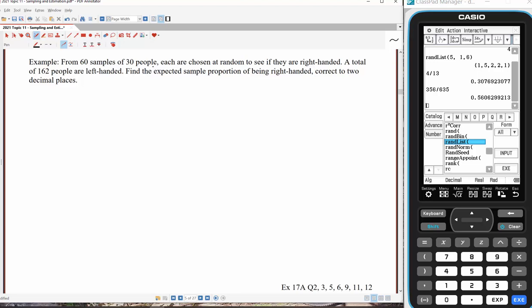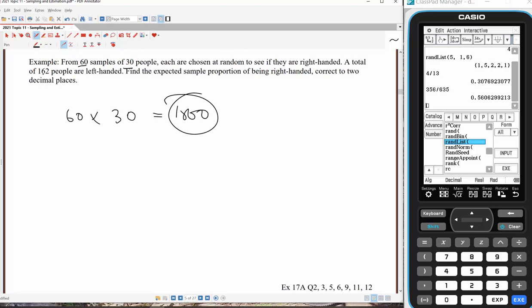From 60 samples of 30 people, each are chosen at random to see if they are right-handed. A total of 162 people are left-handed. Find the expected sample proportion of being right-handed, correct to 2 decimal places. So a bit of number crunching has to go in here. We've got 60 samples of 30 people, so we're going to do 60 times 30. That's 1,800. So 1,800 people are surveyed at random to see if they are right-handed.